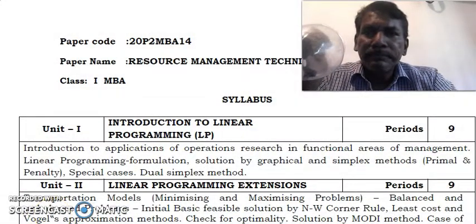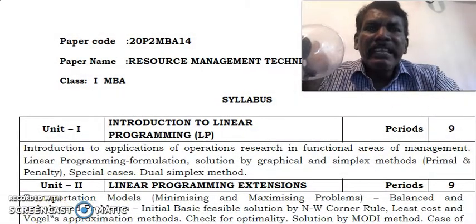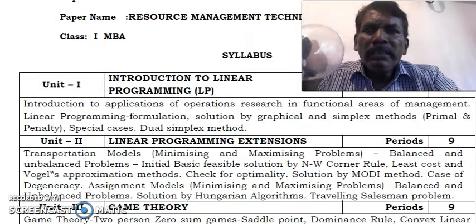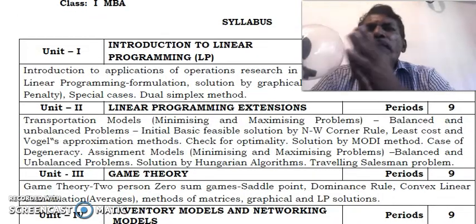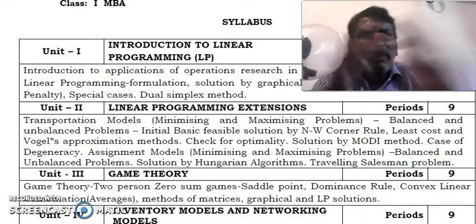Now coming to the second unit, it is about the extension of the linear programming problem. What is an extension of the linear programming problem? In the syllabus it is given like that, extension. What is the meaning? Take for example, any transportation problem can also be put in an LPP model, or any assignment problem can also be put in an LPP model. Therefore, we say the second unit is an extension of the first unit.